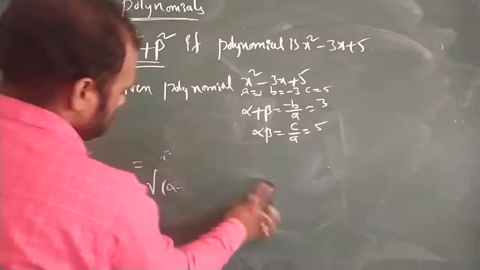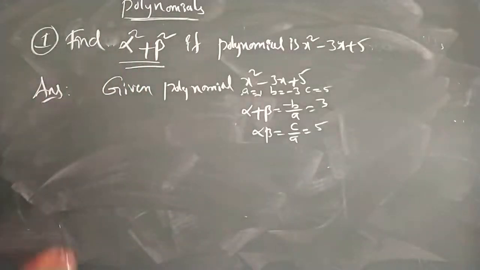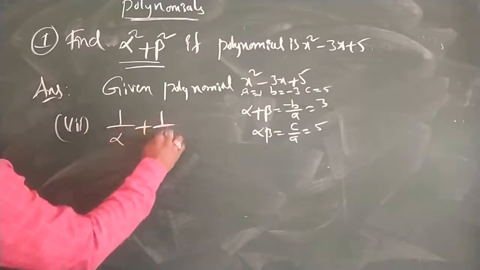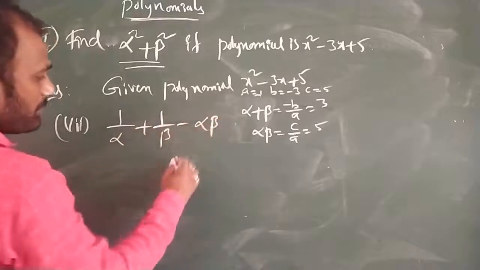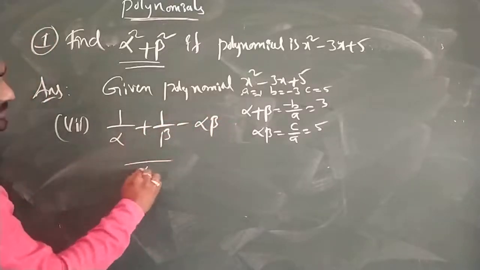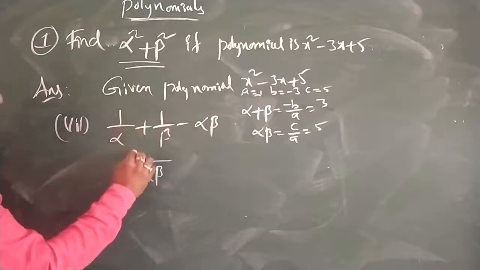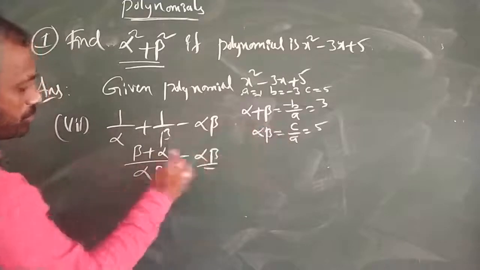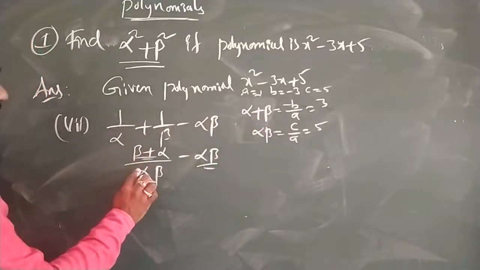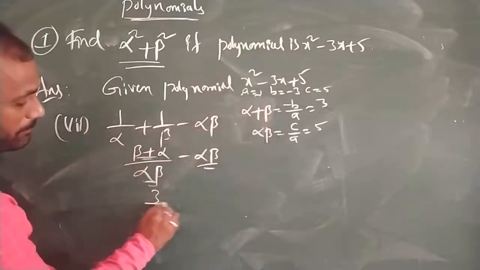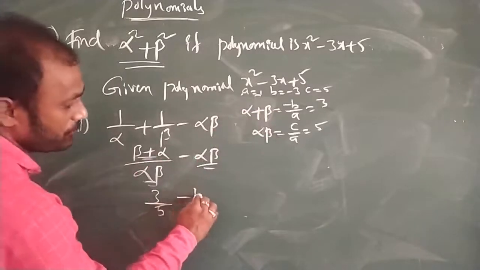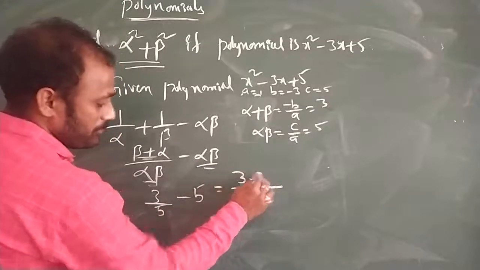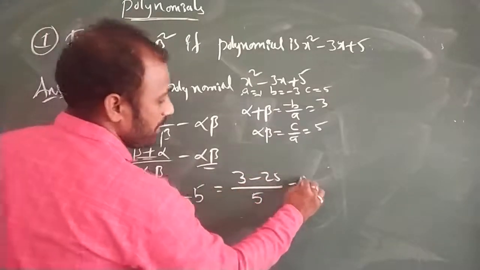We can have another question, like 1 by alpha plus 1 by beta minus alpha beta. Here alone we can take the LCM, that is alpha beta. Here, (beta plus alpha) by alpha beta minus alpha beta. This value is known, and here also this value is known. So it is 3 by 5 minus 5. So 5 is the LCM. So here it is 3 minus 25, which is minus 22 by 5.